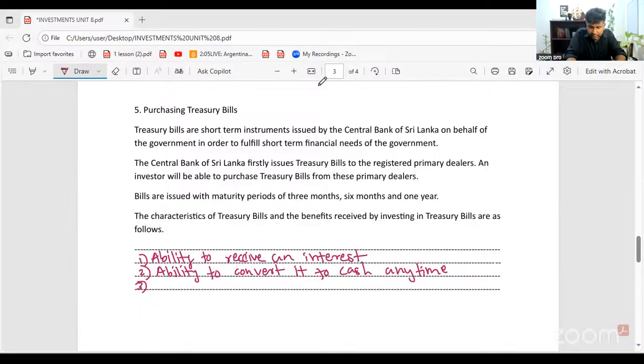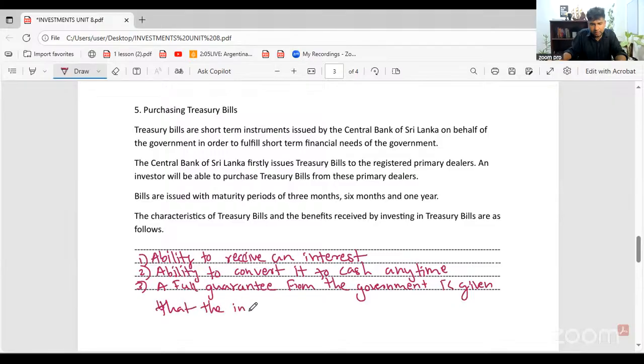All right, good. Then the money is safe. Full guarantee is there from the government. They will pay the interest back with the money. A full guarantee from the government is given that the invested money will be paid back, right? So rather than all other investment methods, this is very safe because you are dealing with the government. So write down this.